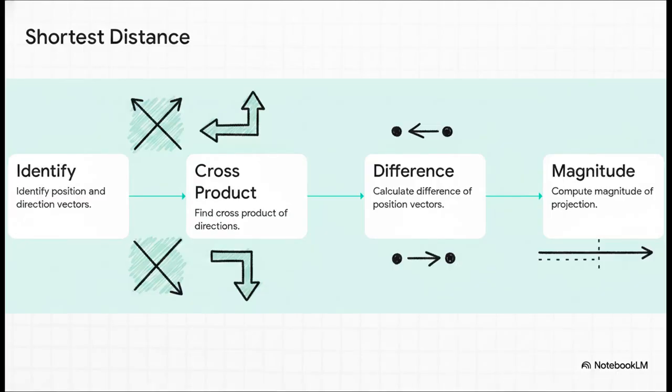Now, I know the formula for this in the source text looks massive and honestly terrifying, but we can break it down into 4 totally digestible logical steps. First, you just identify your starting points and directions from the equations. Second, you find the cross product of the two directions. That's what finds our perpendicular bridge. Third, you calculate the vector between the two starting points. And fourth, you compute the magnitude of the projection onto our bridge to get the actual shortest distance. See, step by step, the intimidating algebra becomes totally manageable.